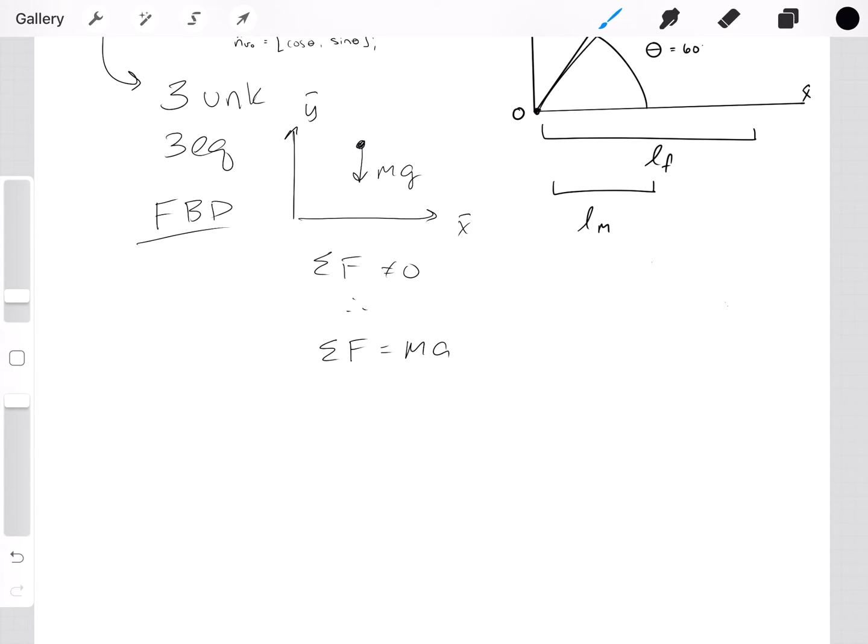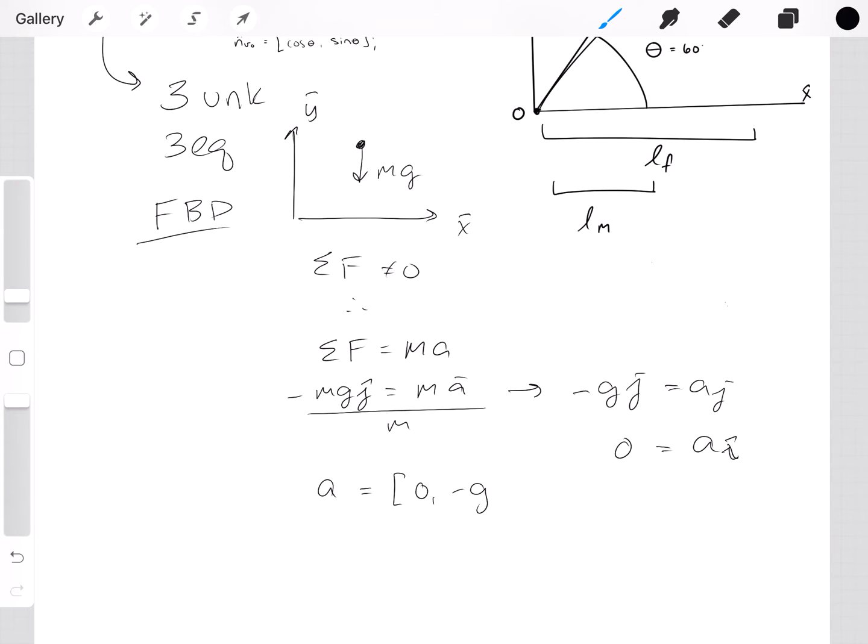Classic equation, you know everything comes from that. So, if we were to plug in that one force, we get negative mg in the j direction equals m times the vector of a. If you were to divide out m, then you get negative g in the j direction equals acceleration in the j direction, and you get 0 in the i direction. Negative g in the j and 0 in the i. Therefore, your acceleration equation from that free body diagram then becomes 0 and negative g.